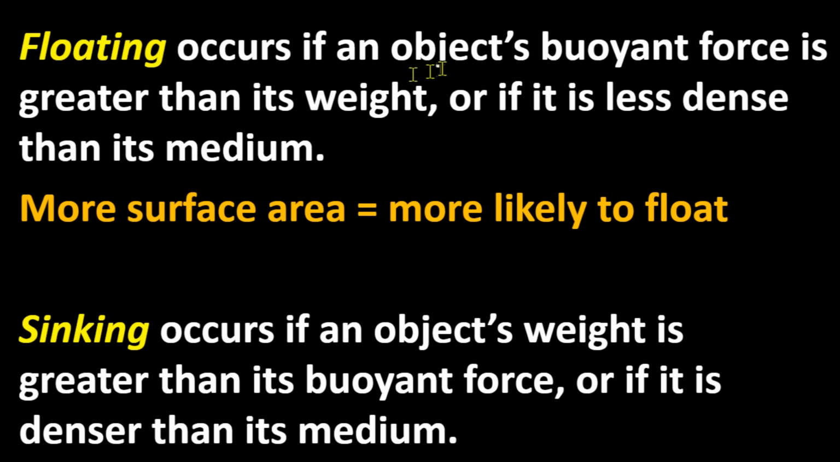Floating occurs if an object's buoyant force is greater than its weight or if it is less dense than a medium. A greater surface area means it's more likely to float. That is why a heavy boat is able to float, because it has more contact with water and thus more buoyant force. Sinking is the opposite. It means an object's weight is greater than its buoyant force, or if it is denser than its medium.